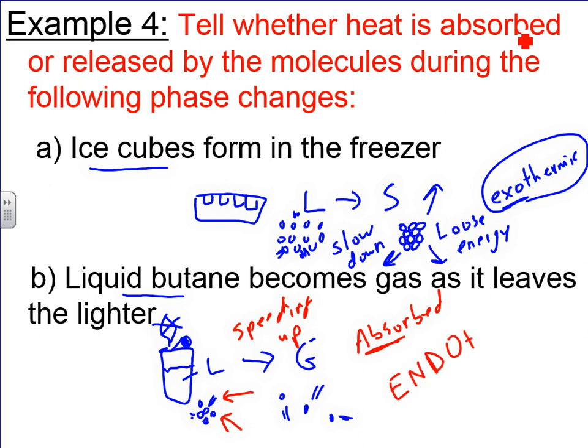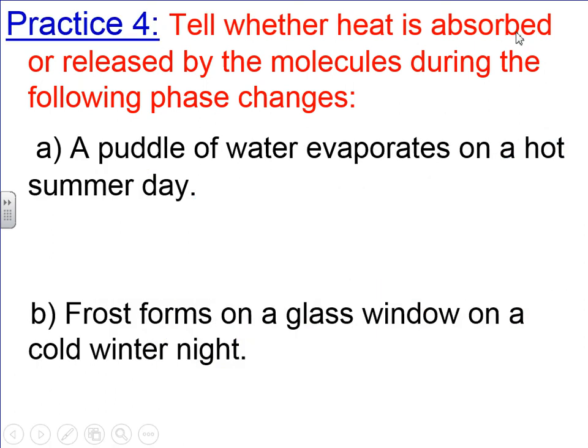Now, usually, without having gone through this little explanation, students get it backwards. So be careful, make sure you think. I want you to think through whether molecules are speeding up or slowing down, and then to speed up, do you have to absorb or release energy? And that's how we find out that this is endothermic. All right, go ahead and try one on your own. Go ahead and pause the video, try this on your own.